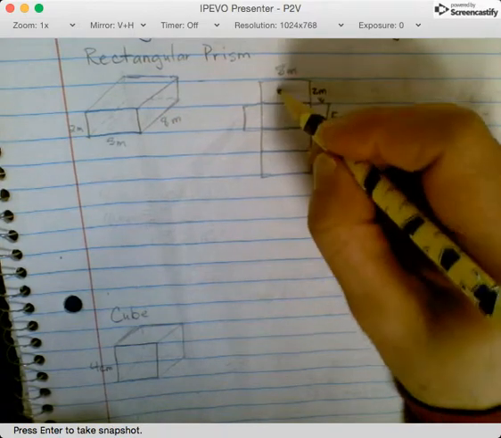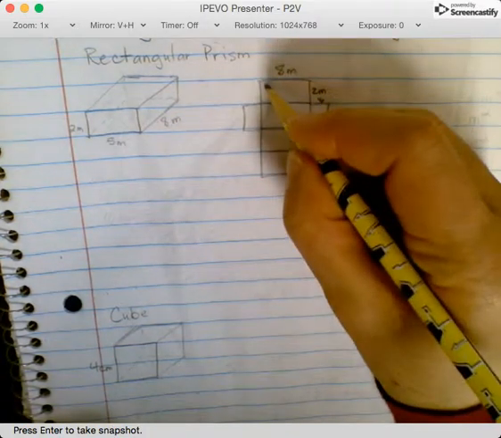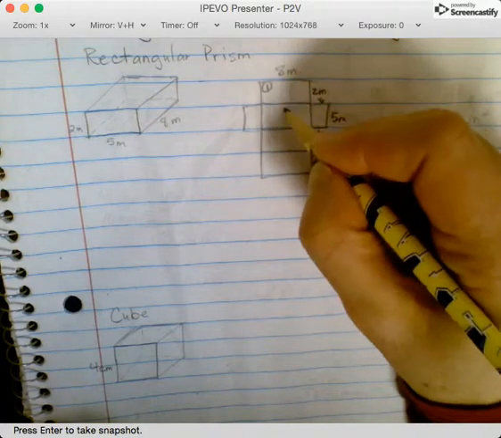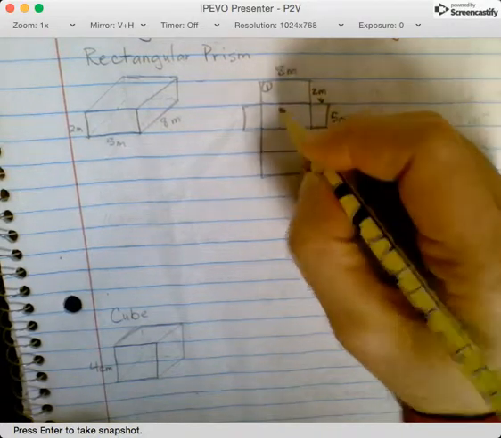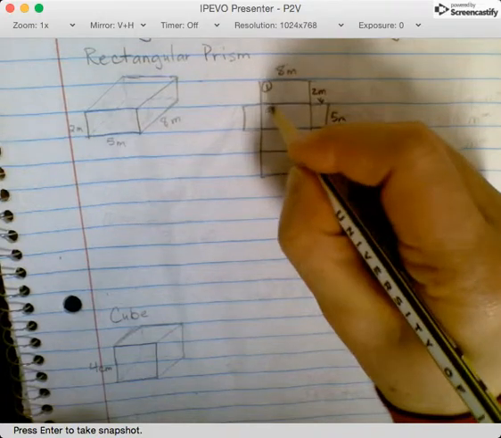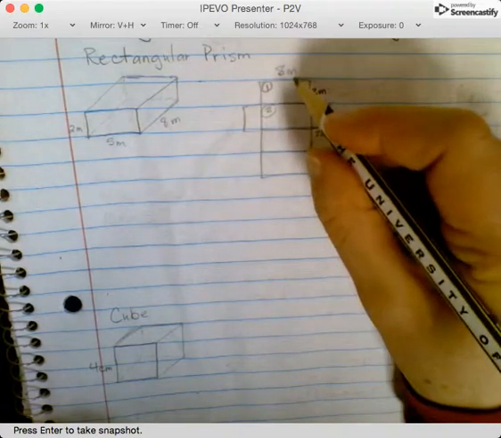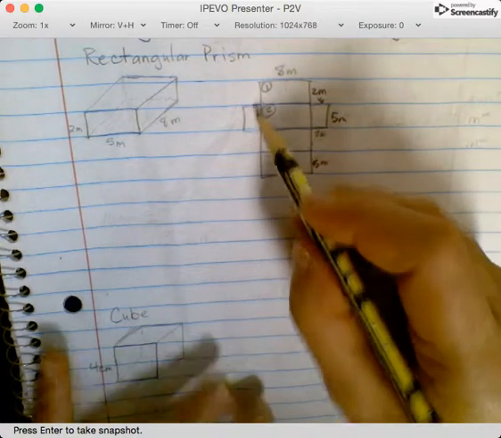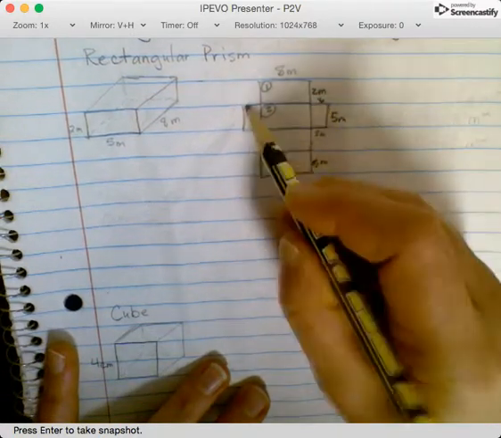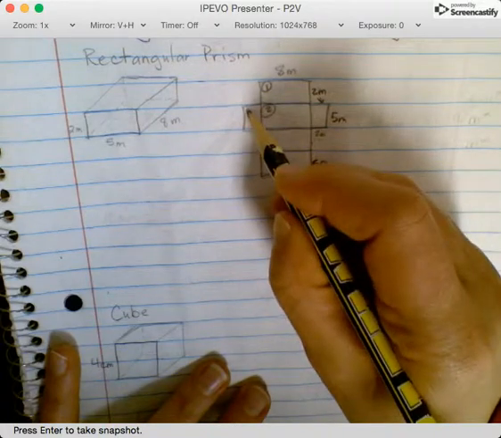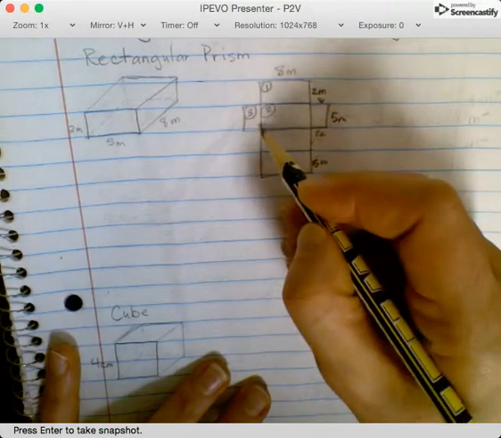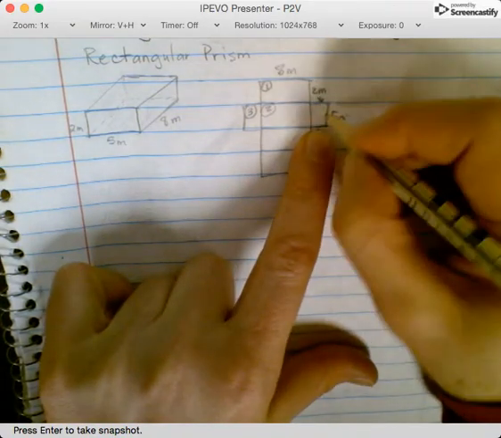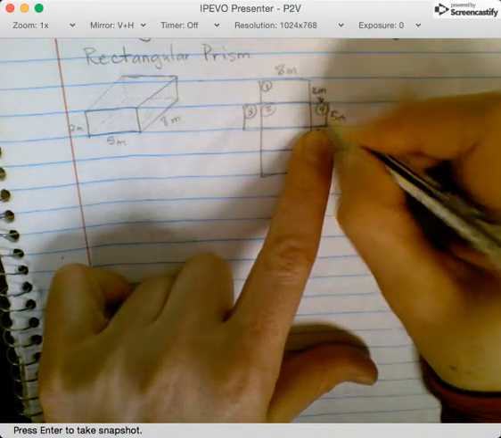So if this is 8 and 2, then this one, I'm going to label as number 1. This one is 8 by 5. I'm going to label that as number 2. Then I'm going to label this one next. This one is 2 by 5. I'm going to label that as 3. Now I notice this one is also 2 by 5. I'm going to label that as 4.